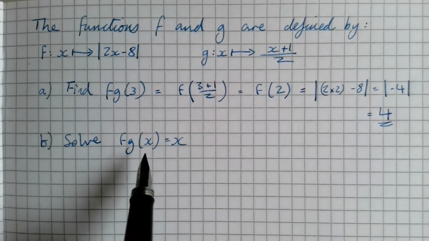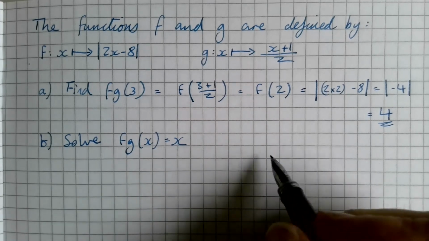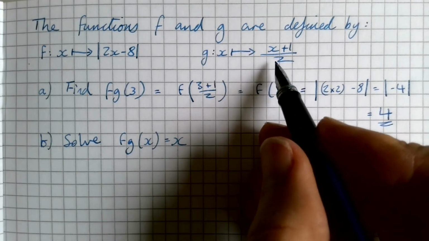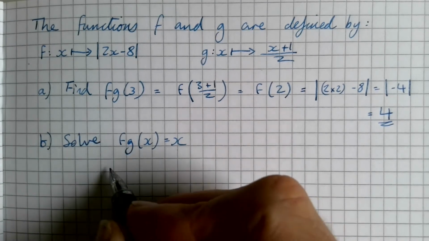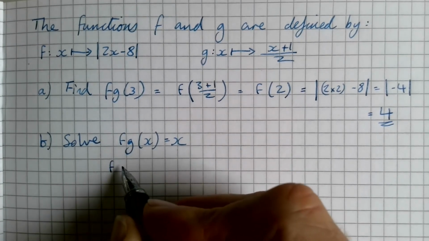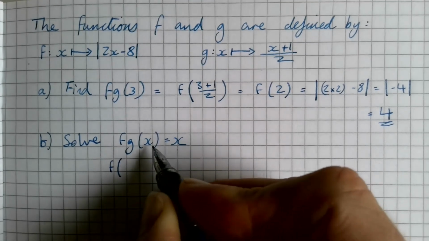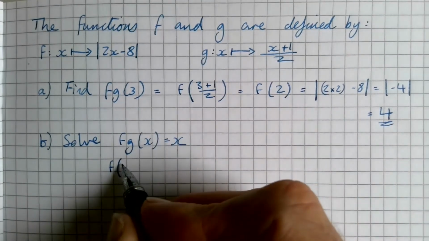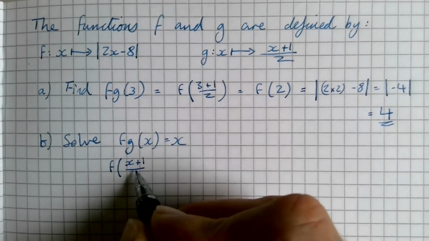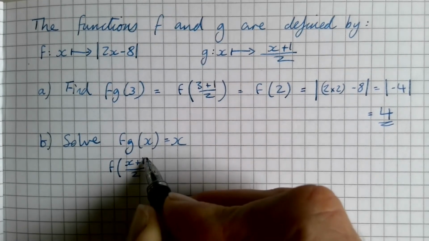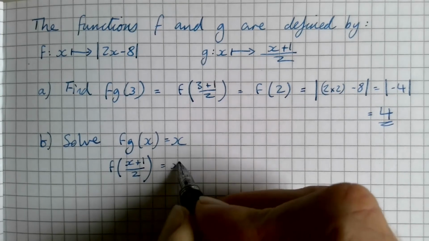Well, we would do g first, wouldn't we? So g is (x plus 1) over 2, and then we would do f of that. So let's just write it down that way. If we keep the f there, we're going to end up with (x plus 1) over 2. That's going to go through there.